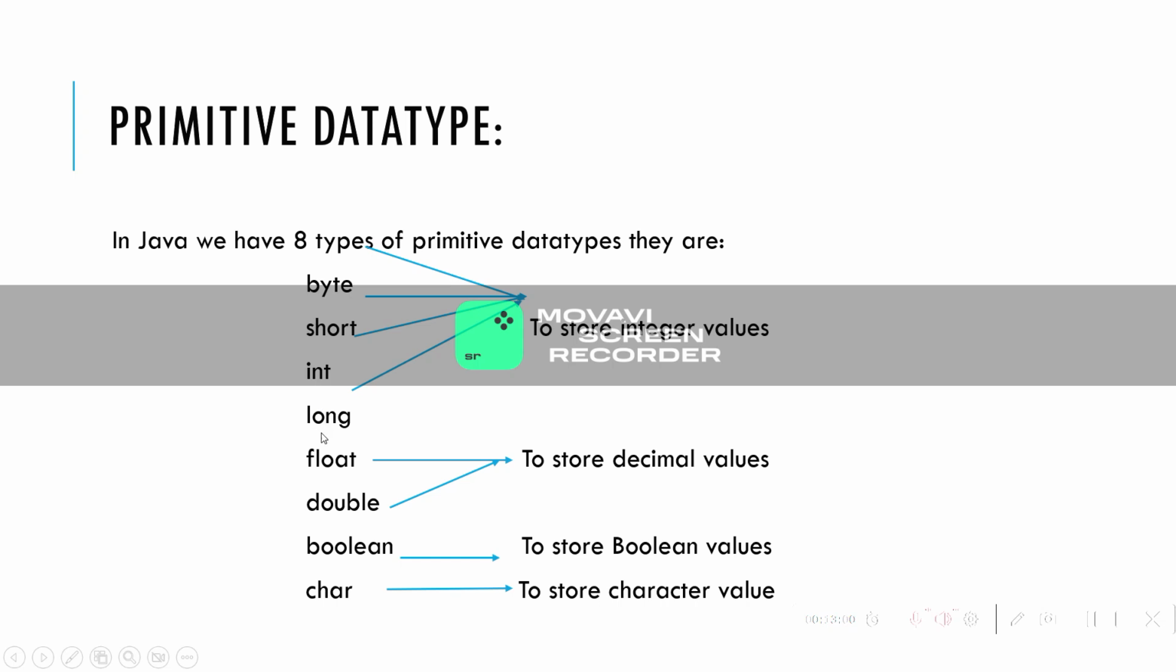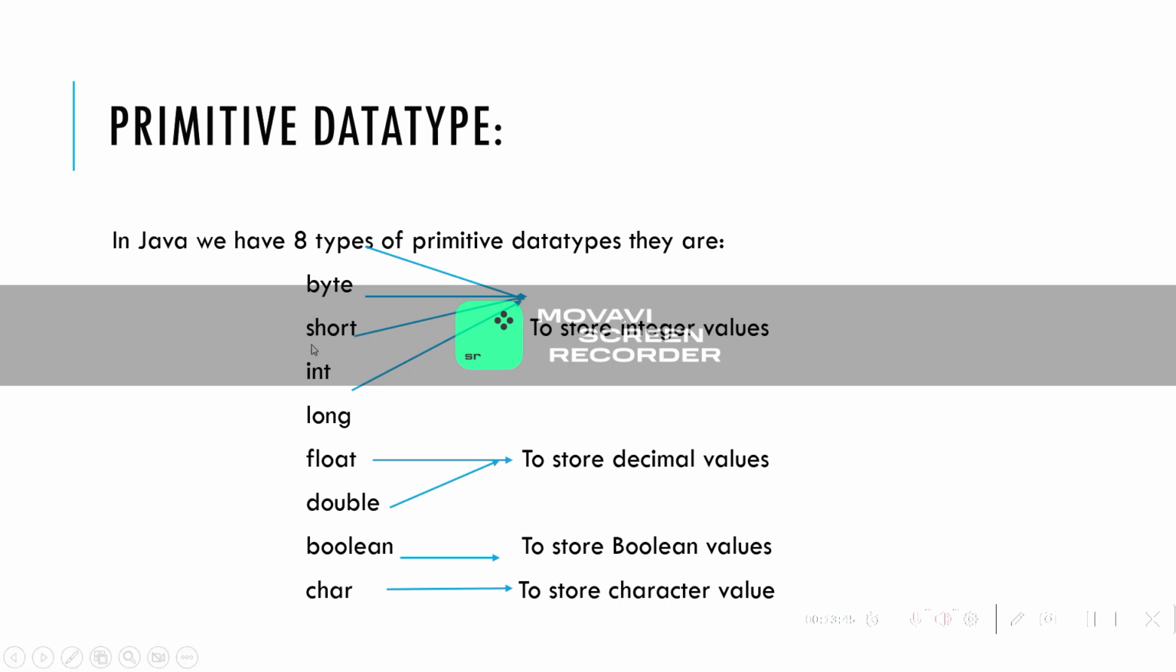Byte, short, int, long, these four are used to store integer values. Integer values means numbers, as you all know. Float and double, these two are used to store decimal values. Decimal means 5.2, 6.3, or 5.234, whatever it is. Boolean is used to store boolean values, which is nothing but true or false. Char is used to store a character, where character means a single value. It may be a number or any alphabet.